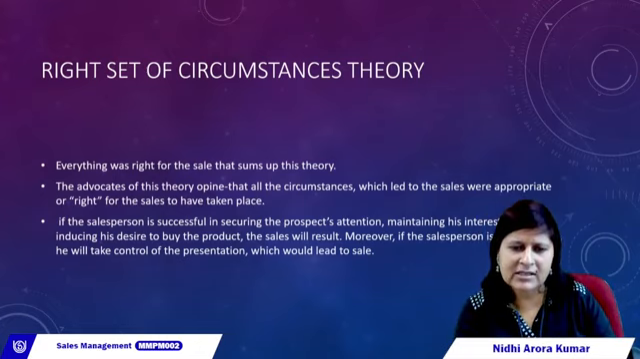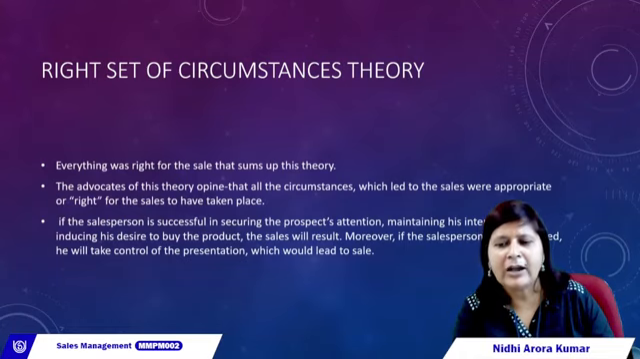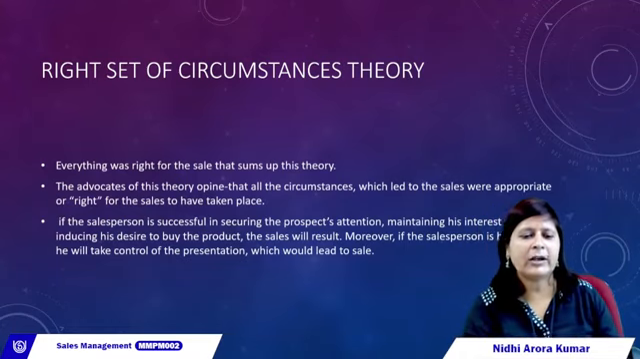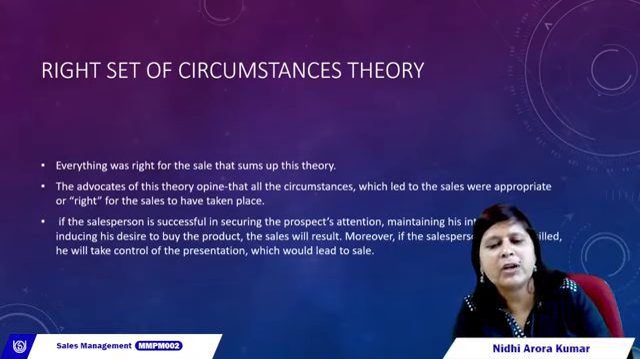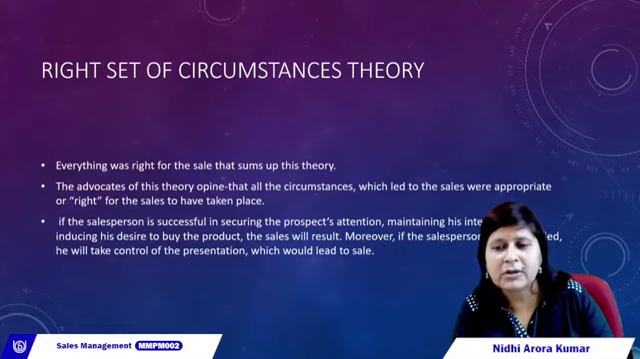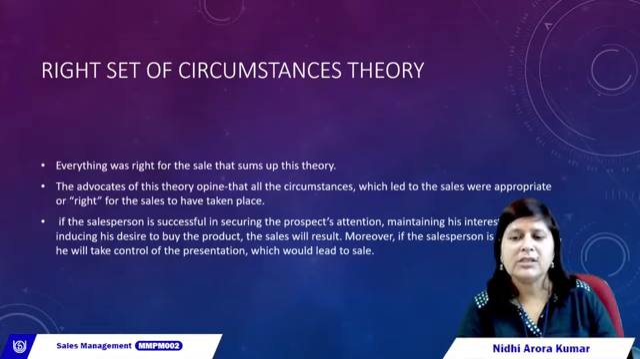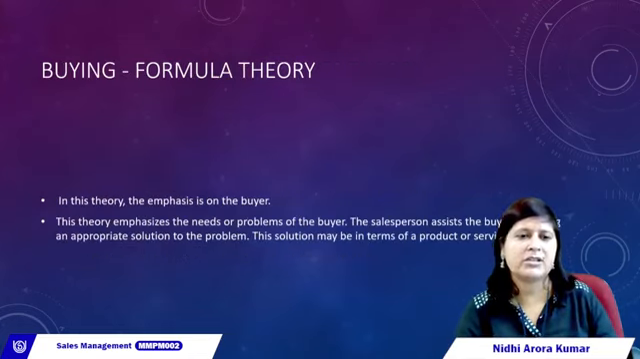If a salesperson is successful in securing the prospect's attention, maintaining his interest and inducing his desire to buy the product, a sale will result. And if the salesperson is highly skilled, he will take control of the presentation, which would lead to a sale. So according to the right set of circumstances theory, everything was right for the sales. Any circumstances which led to sales were appropriate or right for the sales.